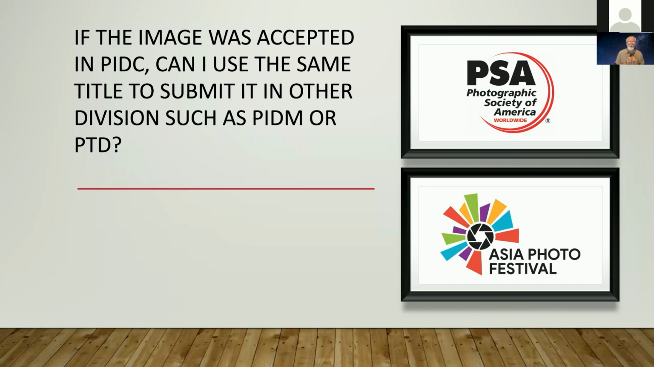Now, this part is really important. It doesn't matter what section you enter an image in. If you have, for example, a nature image, which you also want to enter as a color image, you must use the same title for it. And this also applies if you have a color and a monochrome version of the same image. You must use the same title.